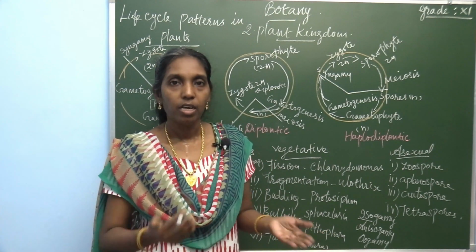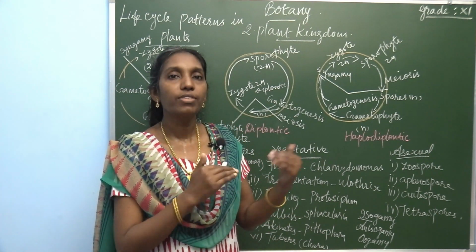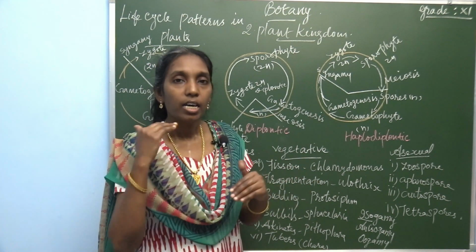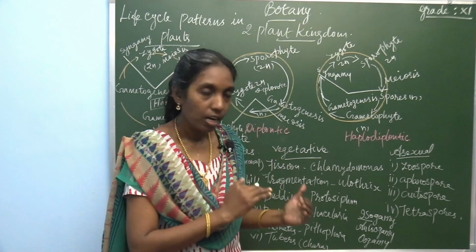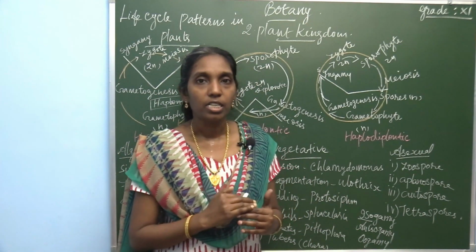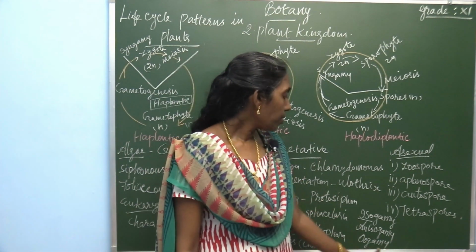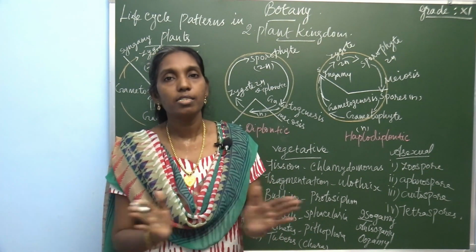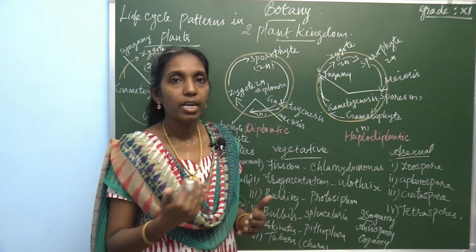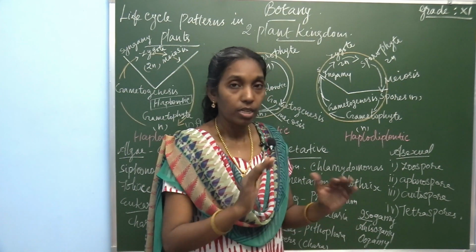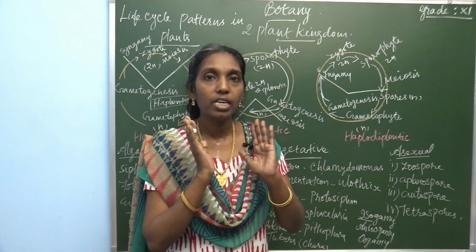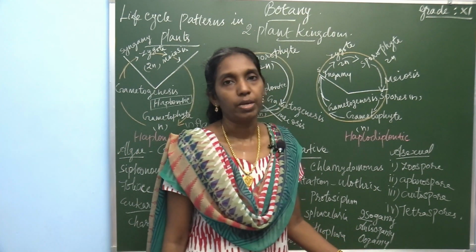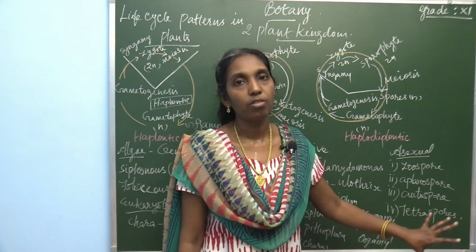Then anisogamy, either morphologically or physiologically dissimilar gametes. But the oogamous type is where both morphologically and physiologically dissimilar gametes, that is male and female gametes, are fused together. This is called oogamy. So these are the 3 types of sexual method of reproduction.